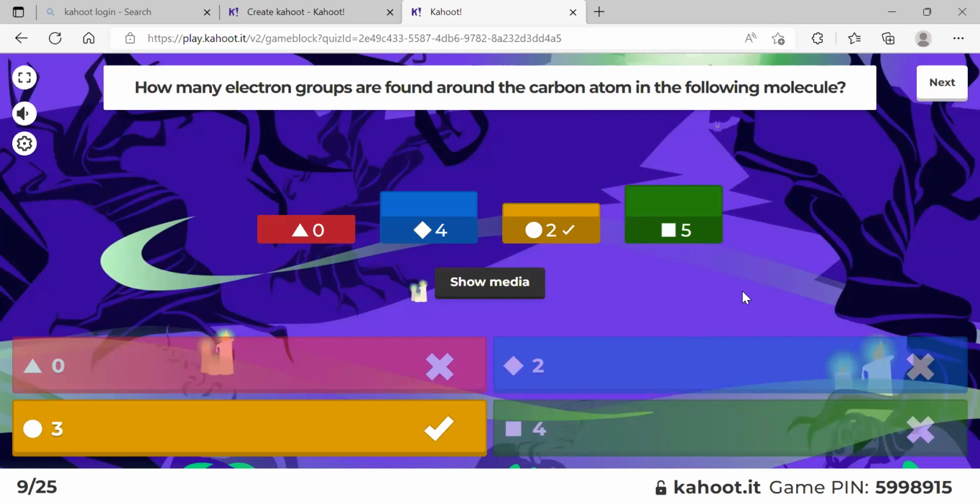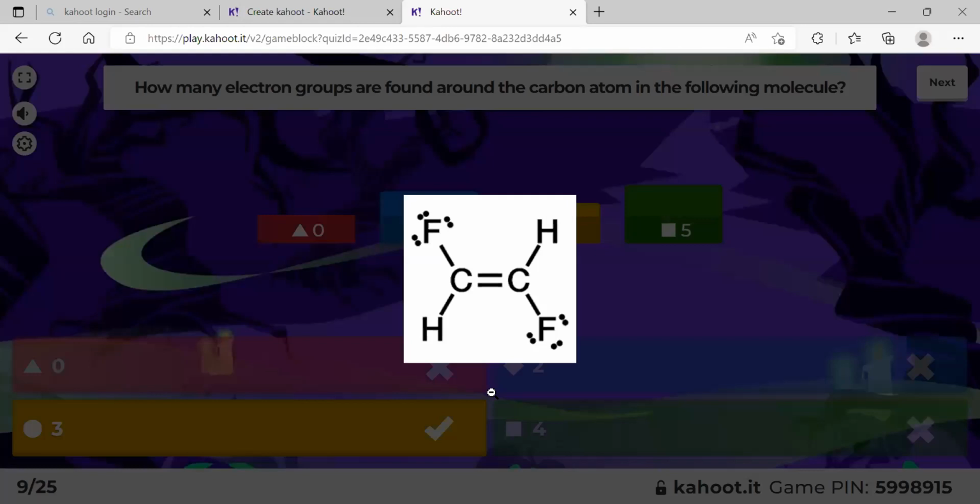So when it comes to electron groups, they come in 4 flavors: a lone pair, a single bond, a double bond, a triple bond. So in this question, it says, how many electron groups are found around the carbon atom in the following molecule? So when we look at our molecule, we see that around any of the 2 carbon atoms, we have 3 electron groups: a double bond, a single bond, and a single bond, okay?